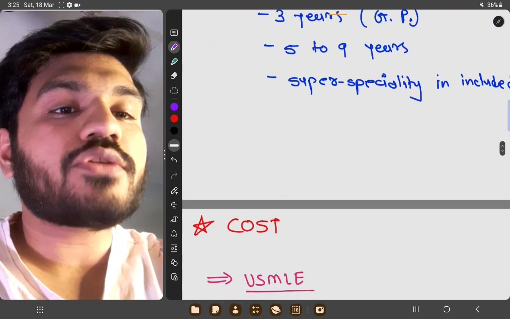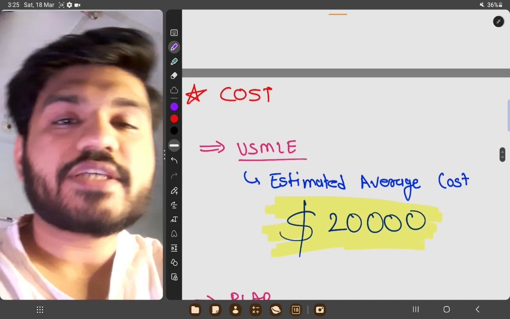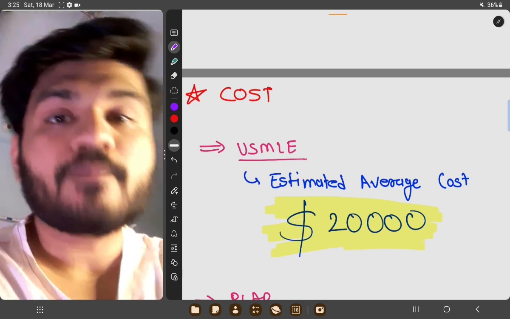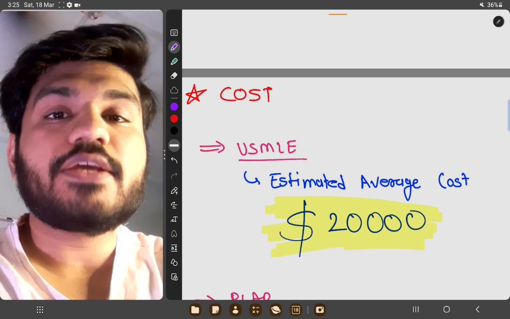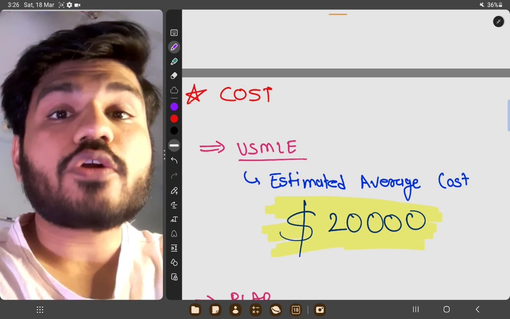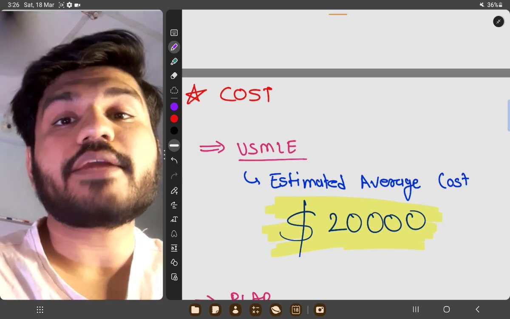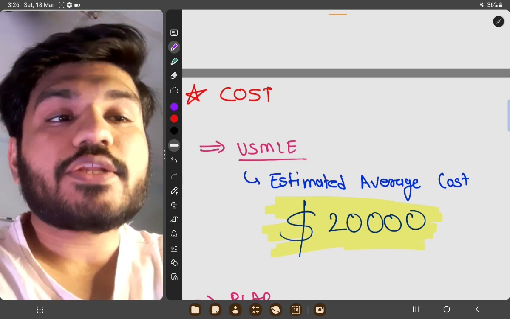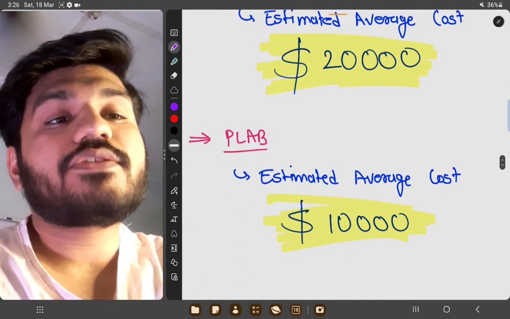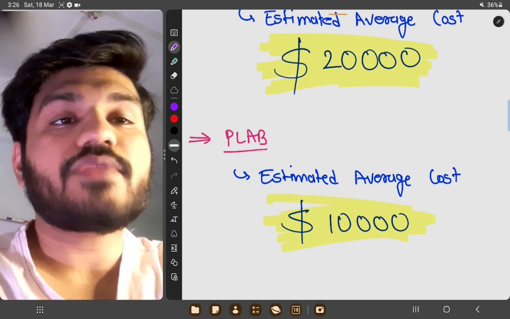So now we are going to talk about the cost of USMLE and PLAB. The estimated cost for USMLE is around $20,000. Yeah, you heard right, it is $20,000. If you want to pursue USMLE, your pocket needs to be filled with $20,000. So if you are not so sure about spending this much money on just one exam in order to apply for residency, then you can choose another option, which is the UK. The PLAB estimated average cost is $10,000. It is a lot cheaper, like half of the USMLE cost.